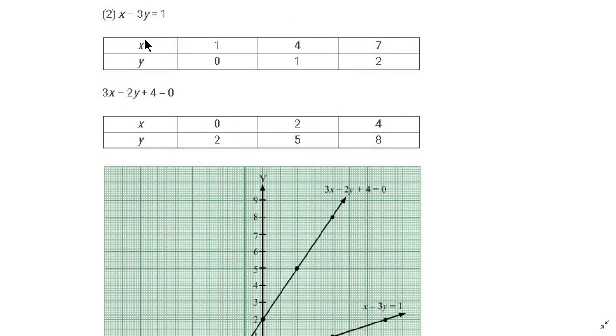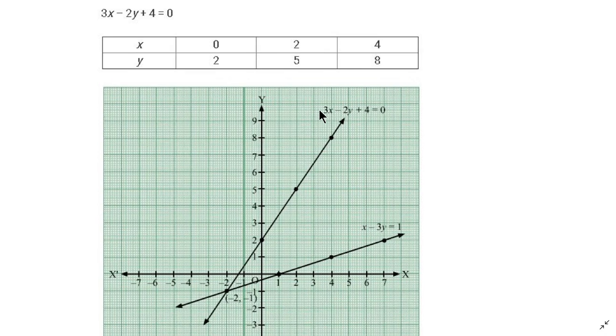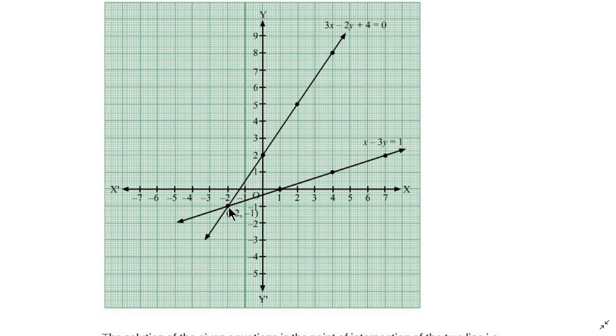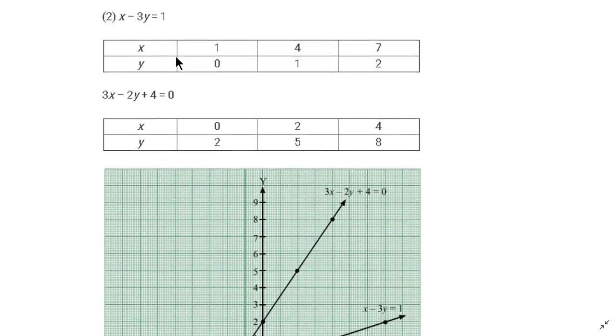Similarly, this is the example. x minus 3y is equal to 1. Put y is equal to 0, y is equal to 1, y is equal to 2. Find the x values. Similarly with this, 3x 2y plus 4. Find y when x is equal to 0, when x is equal to 2, when x is equal to 4, and try to draw the lines and find out where they are intersecting. The intersecting point is minus 2, minus 1, which is the solution of our equations.